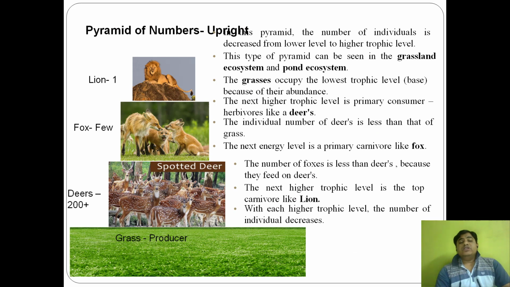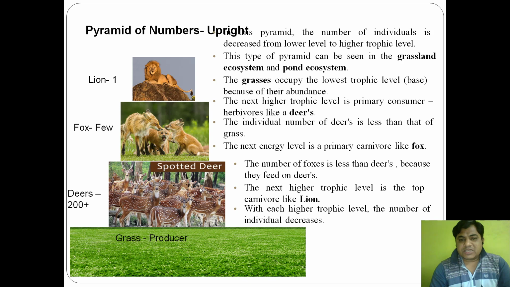Now you can see the pyramid of numbers shown in the figure. It is upright, and the number of individuals decreases from lower to higher trophic levels. You can see here that the number of animals decreases as the trophic level increases, and this type of pyramid can be seen in the grassland ecosystem and pond ecosystem.